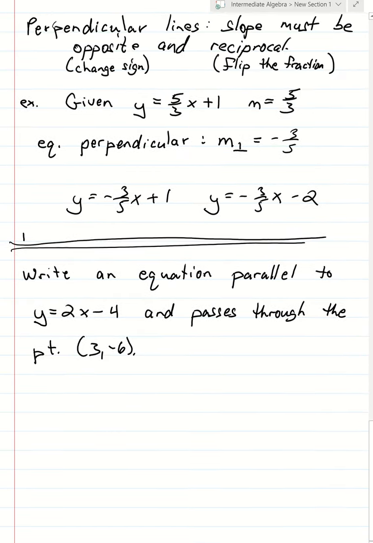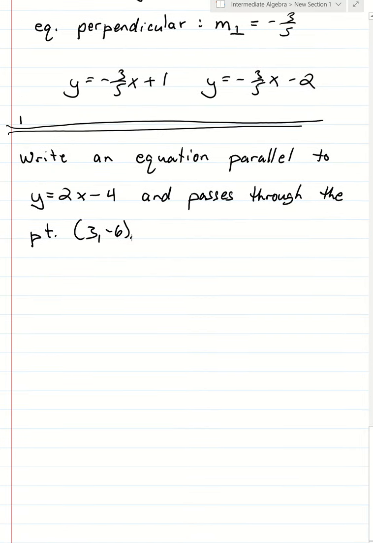Well, the slope that we are given, if we look at our equation, we have a slope of 2. The slope that is parallel, and this is the little symbol that we use for parallel, has to be the same slope, also 2. But now, I also have to pass through the given point. I am given the information of x, y as being 3, -6.